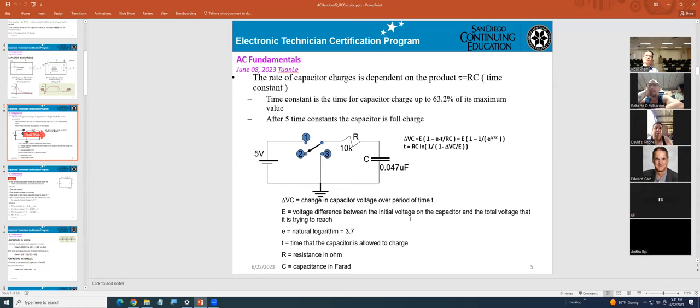Now, what is the definition for E? E means the voltage difference between the initial voltage. Okay, E is the voltage difference between the initial voltage on the capacitor and the total voltage that it is trying to reach. E here is just the natural log base, equal to about 2.7. You know the formula right here, okay?